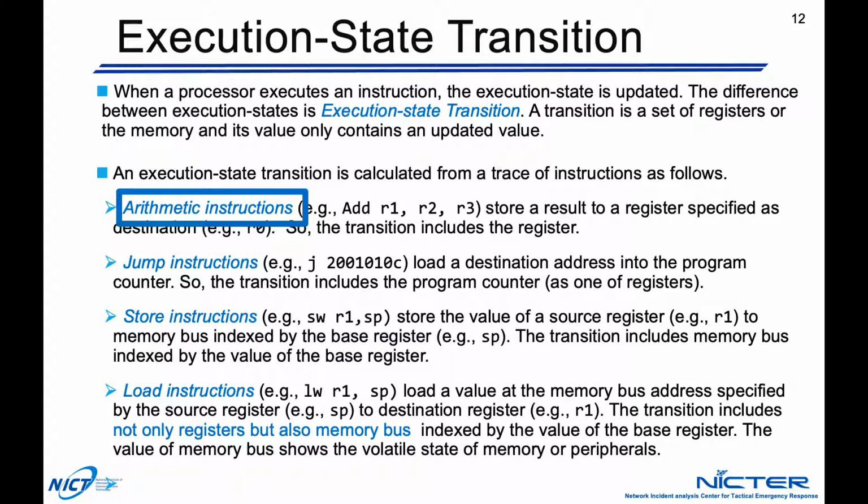Arithmetic instructions, for example, add R1, R2, R3, store a result to a register specified as the destination, in this case register 1, so the transition includes the register. Jump instructions, for example, jump to 20010100C, load a destination address into the program counter. So the transition includes the program counter, so NEMIANA handles it as one of the registers.